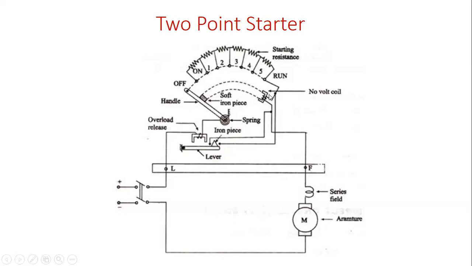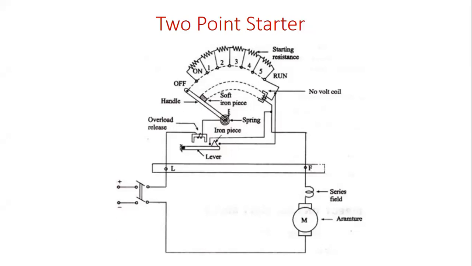So what is an electromagnet? Whenever there is a flow of current, it behaves as a magnetic material. So what is the ultimate property of a magnetic material? It will attract the iron particles.